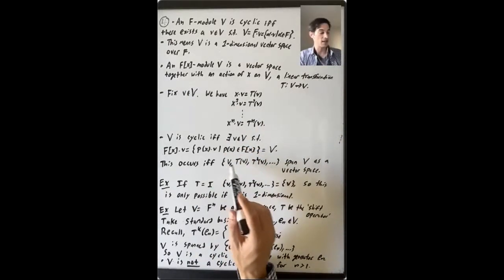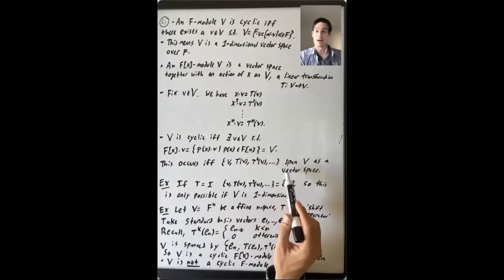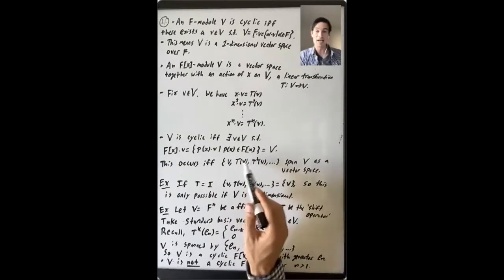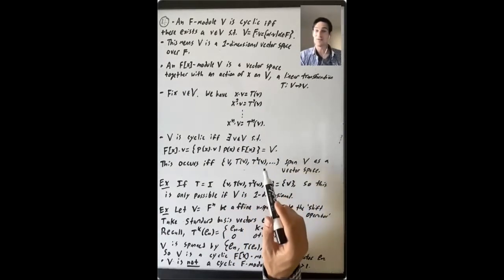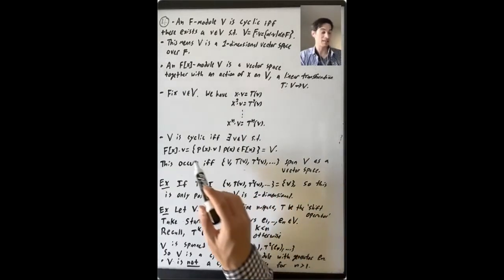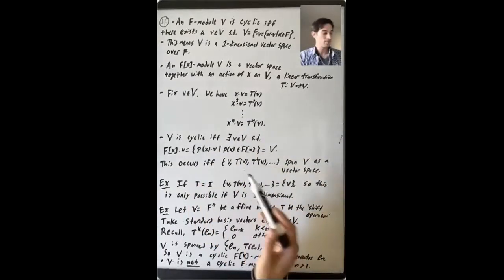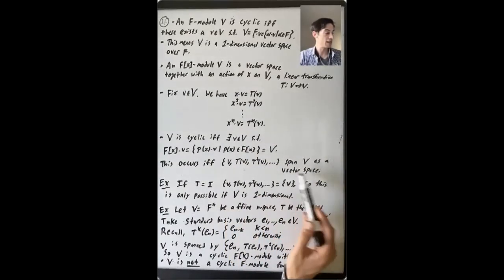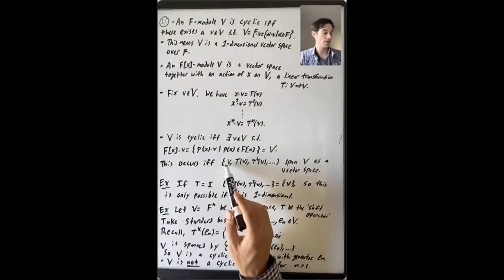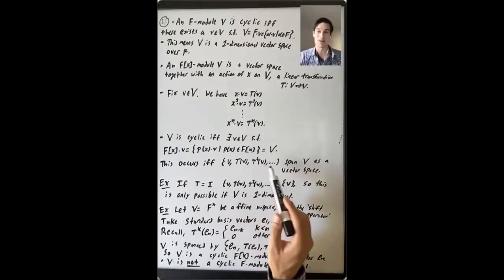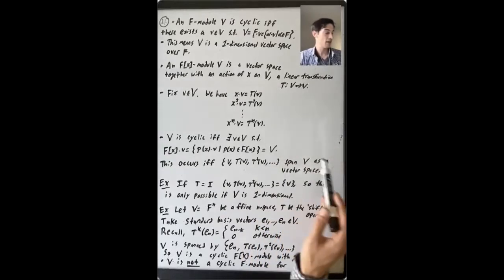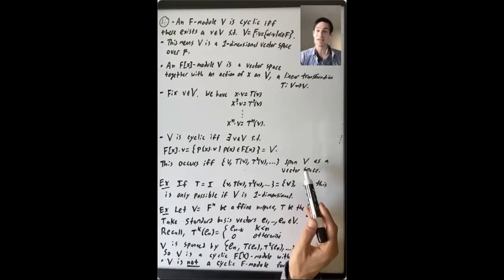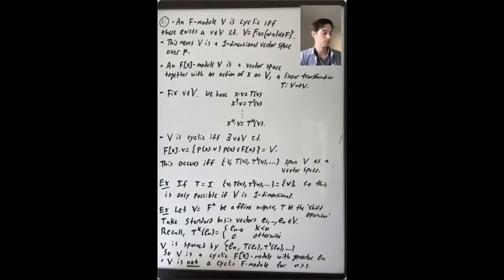That gives vectors v, T of v, T squared of v, and so on. And if the finite F-linear combinations of this set of vectors spans V, that means that you're a cyclic F bracket x module. But that's the same thing as saying that this set of vectors spans V as a vector space. So start with v, apply T to it, apply it again, apply it again. You get some set of vectors. If that spans V as a vector space, then V is a cyclic F bracket x module.